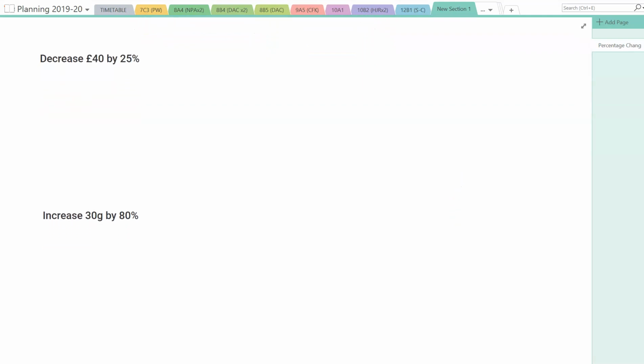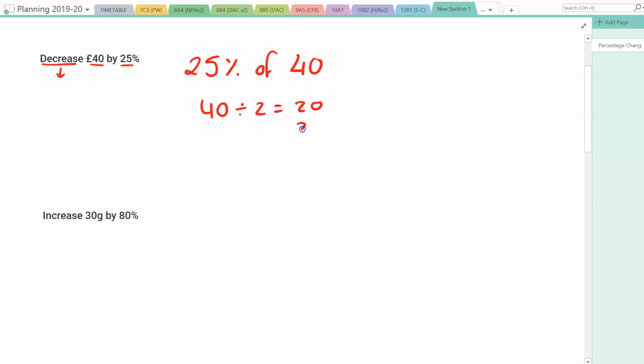Let's start. I've got quite a few, I think there's 6 or 7 here. Decrease £40 by 25%. So we've got 3 bits of information. We've got decrease, which means our number has got to go down from £40 by 25%. So I need to find 25% of 40. So 25% is half it and half it again. So if I half it, I get 20, and then if I half it again, I get 10. So 25% of 40 is 10.